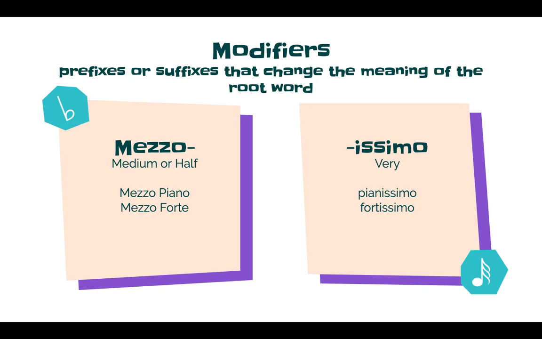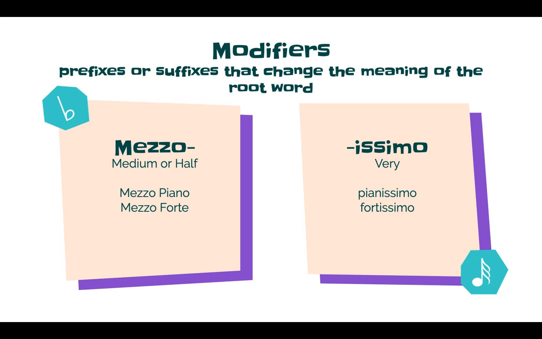Next, we're going to talk about a couple of modifiers that are going to change the meaning of our root words. So a modifier is a prefix or a suffix that changes the meaning of the word. So the first prefix we're going to talk about is mezzo. It looks like mezzo, but in the language of music, we pronounce that mezzo, just like the two Z's in pizza are pizza, not pizza. And mezzo means medium or half. So mezzo piano means medium quiet or half quiet, and mezzo forte means medium loud or half loud.